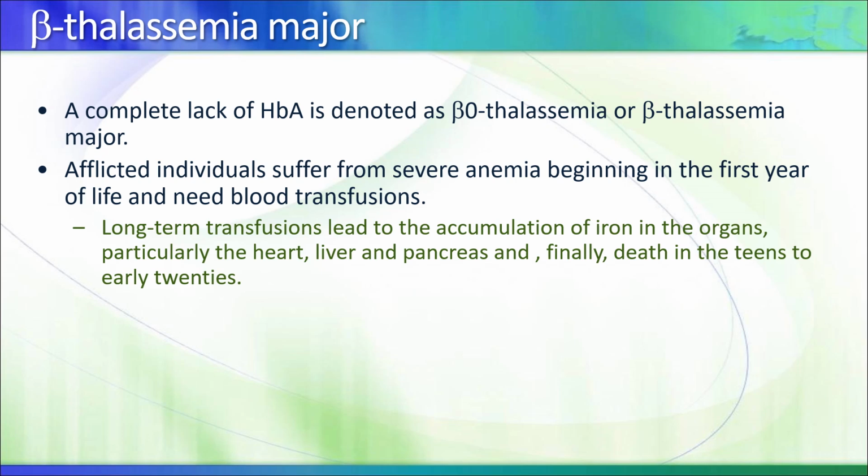Now, there are different types of beta-thalassemias depending on the severity of the mutation. So if there is complete lack of HBB, that would result in what is known as beta-zero thalassemia or beta thalassemia major. That is, there is no production of the beta globin at all. Now, these individuals do suffer from anemia beginning from the first year. These individuals would need blood transfusions. The problem with blood transfusions is that there would be accumulation of iron in organs, and we'll talk about metabolism of iron at the end of this series of biochemistry lectures, and that would cause tissue damage and organ damage, particularly liver and pancreas. Eventually that would lead to death in the early 20s.